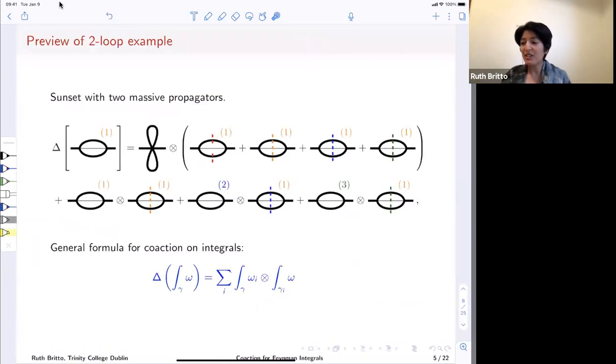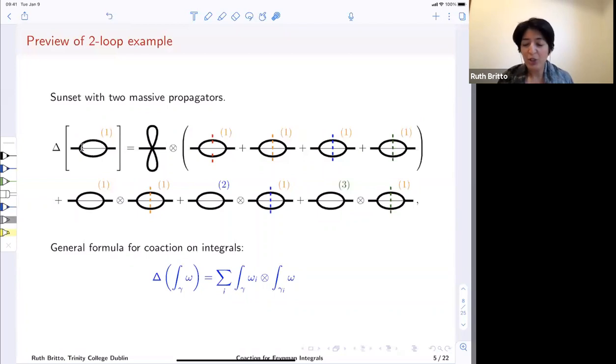So here we're going to focus on the two loop example. Here's just a preview of what one of those will look like. This is for a sunset with two massive propagators. We'll see the same kind of structure as at one loop, where in the first entry we have integrals or graphs related by contracting propagators, and on the right side, we have various cuts of the original integral.